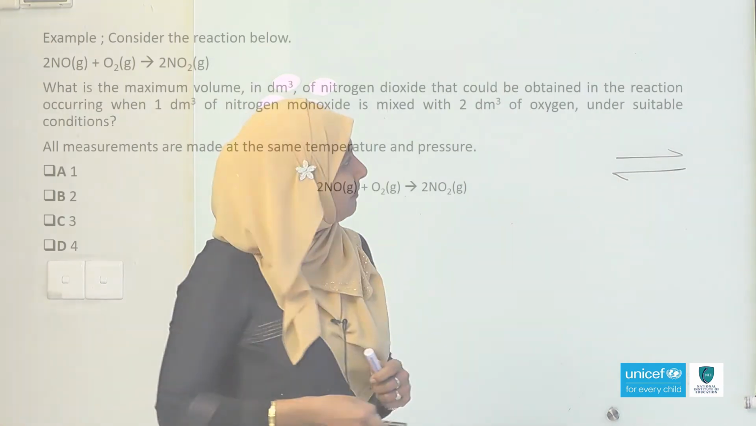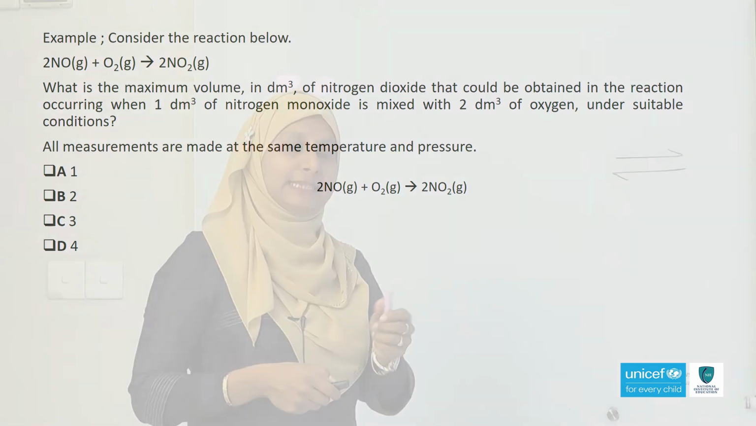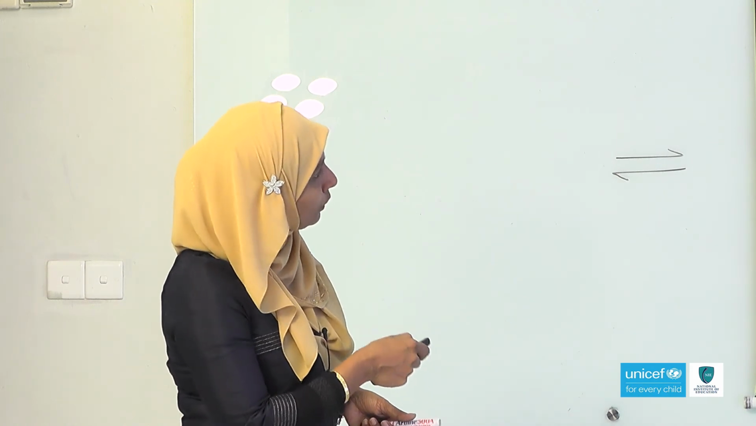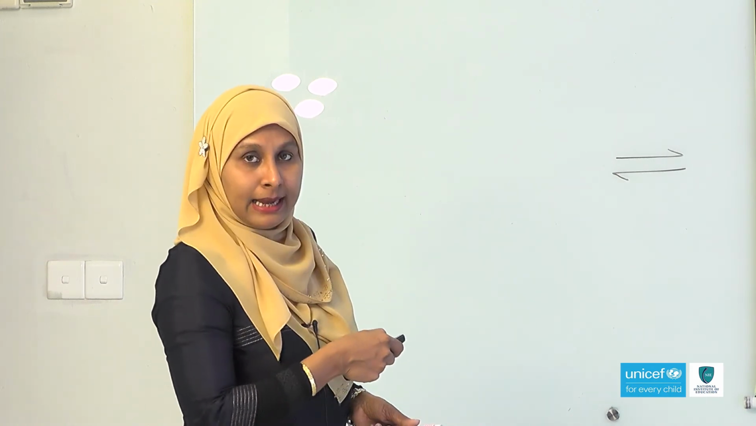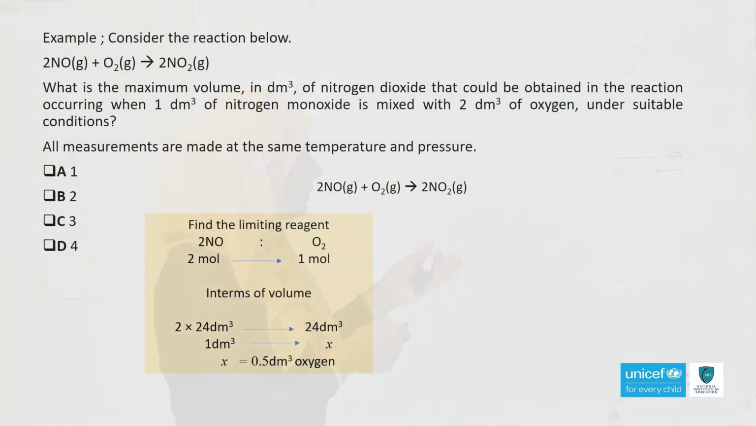Now, just an example here. Consider the reaction below: 2 nitrogen monoxide reacting with oxygen to form 2 moles of nitrogen dioxide. What is the maximum volume in dm cube of nitrogen dioxide that could be obtained in the reaction occurring when 1 dm cube of nitrogen monoxide reacts with 2 dm cubes of oxygen? In this question, it does not tell us to work out the limiting reagent, but you should be able to work it out for yourself. Here you are given amounts of 2 reactants, so you have to know which one is the limiting reagent. It does not say which one is limiting.